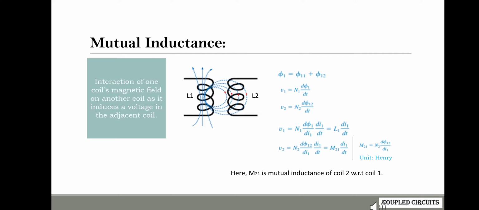The magnetic flux phi1 emanating from coil 1 has two components. One component links only one coil and another component links both coils. As a result of derivation, we get the formula for mutual inductance M21. Here, M21 depicts the mutual inductance of coil 2 with respect to coil 1. Here, although the two coils are physically separated, they are said to be magnetically coupled.